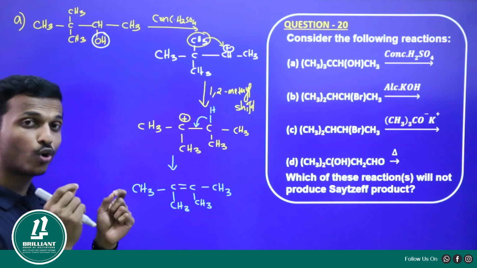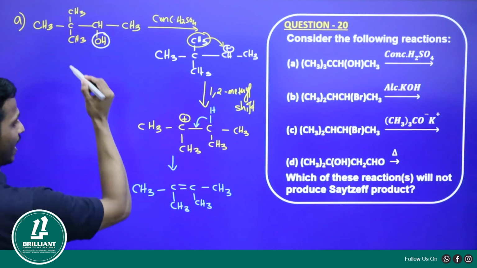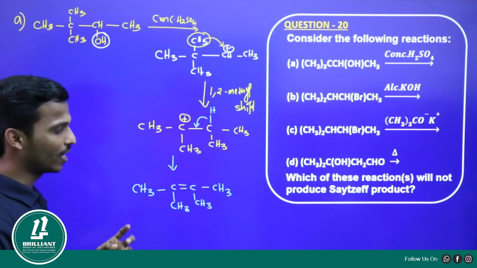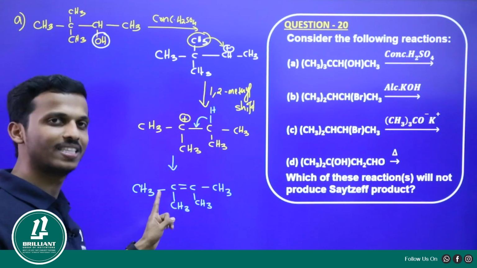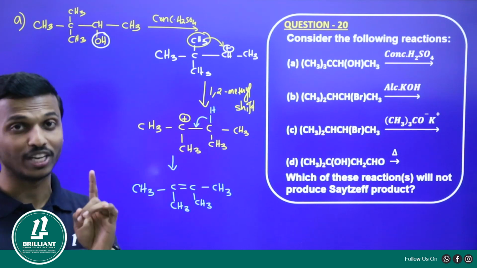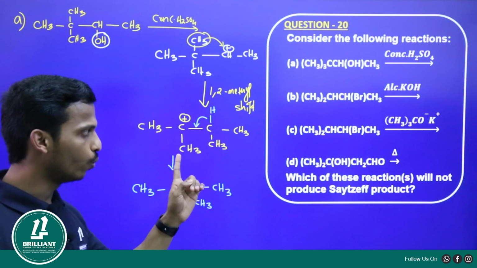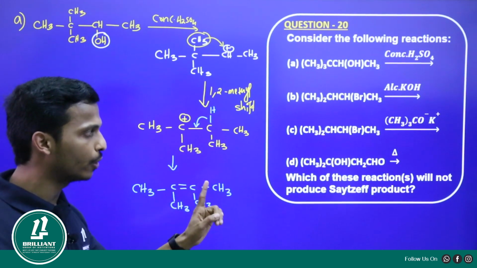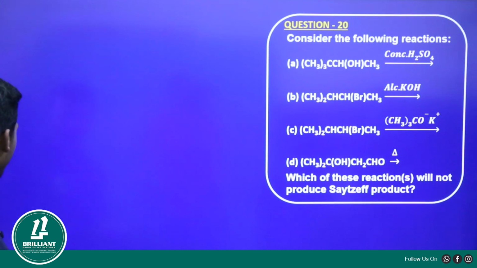Which will be the more substituted alkene? The double bond coming on this side, means this, right? So two alkenes can be formed, but according to the Zaitsev rule, the more substituted alkene is the more stable product or major product. So it obeys the Zaitsev rule. The question: which of these reactions will not produce the Zaitsev product? Okay, let's go to option B.